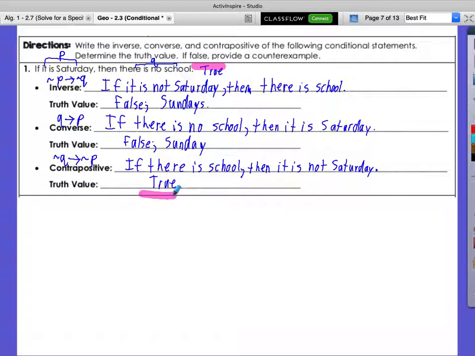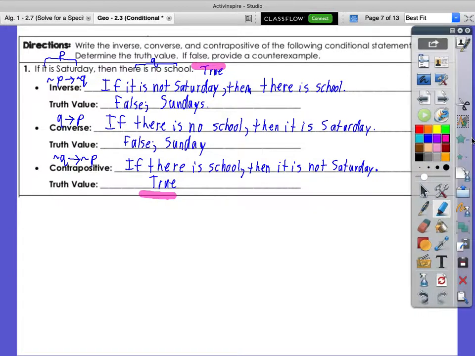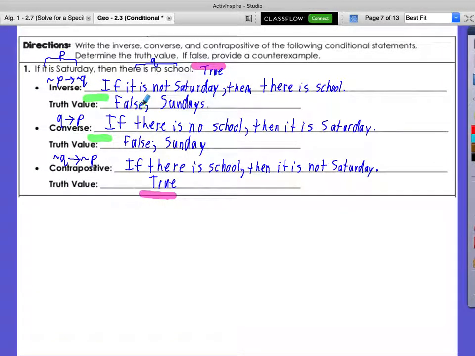The conditional and contrapositive are always going to be the same, true or false. If one of those is true, the other one has to be true. If one is false, the other one is false. What else do we notice about a pattern here right now? Do we notice any two others that are the same? Converse and inverse. Those are both false. The inverse and converse will always have the same truth value as well. If the inverse is false, the converse is false. Vice versa. If the inverse is true, the converse is true. Now, we could have all four be true. We could have all four be false. What we know, though, is the conditional and contrapositive are going to be the same. Inverse and converse are going to be the same truth value.